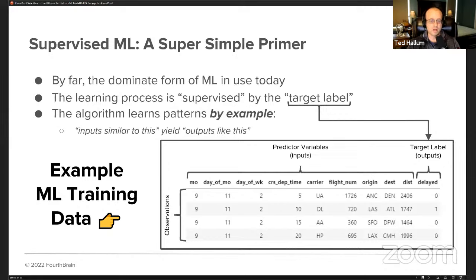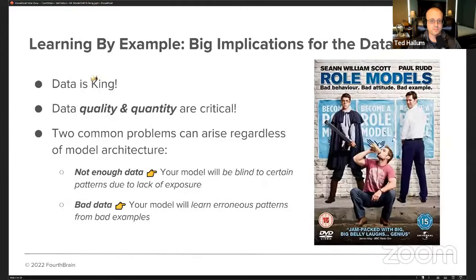You provide a number of examples as training data, and then the model learns to predict based off of those examples. There are some implications with this, though, and they're very important. The first: Andrew Ng is always talking about data-centric AI, and I think he couldn't be more right about that. Data is king when you're dealing with supervised machine learning. The big issues are quality and quantity.